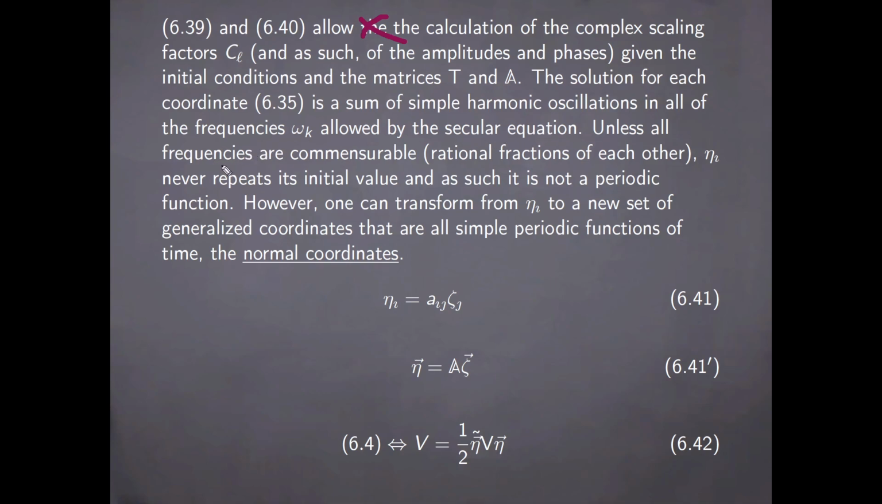Unless we're in a situation where all frequencies are commensurable, that is, they are rational fractions of each other, then eta will never repeat its initial value, and as such it is not a periodic function. However, one can transform from eta to a new set of generalized coordinates that are all simple periodic functions of time, and these are the normal coordinates.